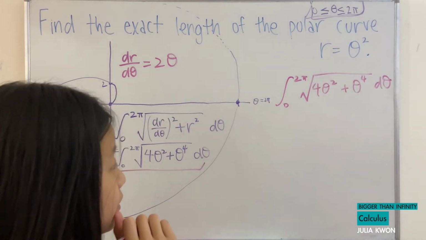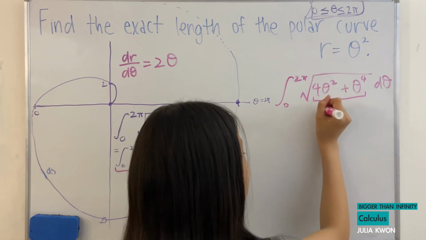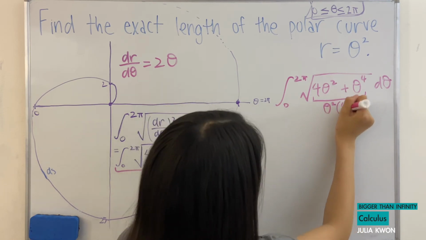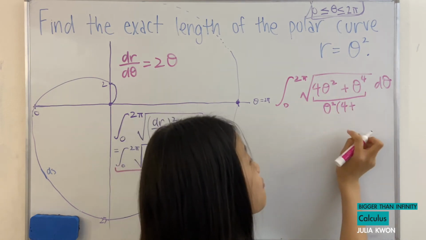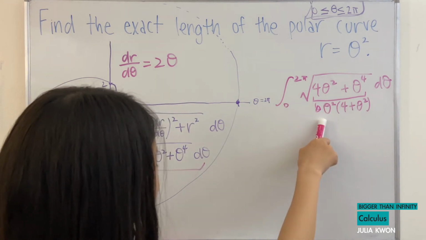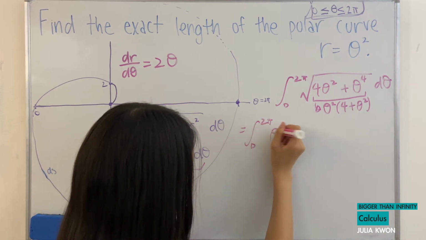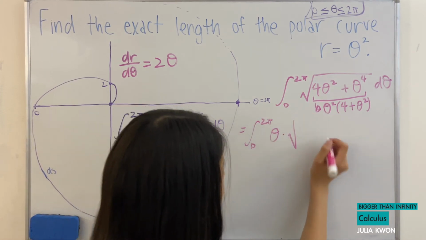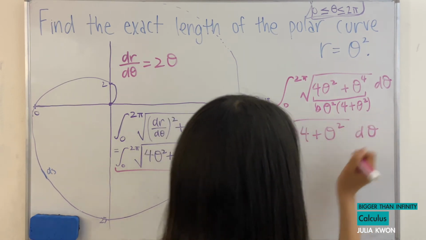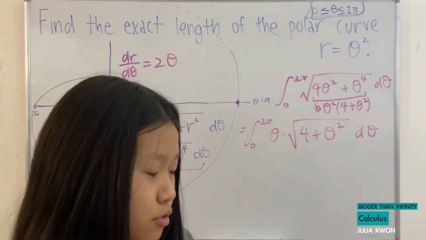Now we can factor this out a little bit. Inside the square root we can factor out theta squared, so theta squared multiplied by 4 plus theta squared. And the theta squared can come out of the square root and make a theta, multiplied by the square root of 4 plus theta squared, of course. And then how do we integrate this? Well, of course we use the u-substitution rule.